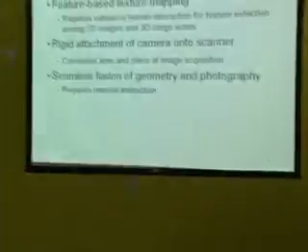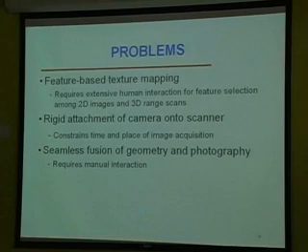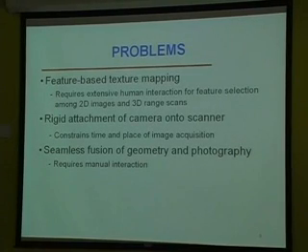Okay, so we will address several problems here. First problem is feature-based texture mapping. Now currently that requires extensive human interaction for feature selection among 2D images and 3D range scans. Another problem we have to address is what happens if there's a rigid attachment of a camera onto the scanner. There are many laser range scanners that are sold that have cameras built in, but unfortunately that constrains the time and the place of image acquisition.